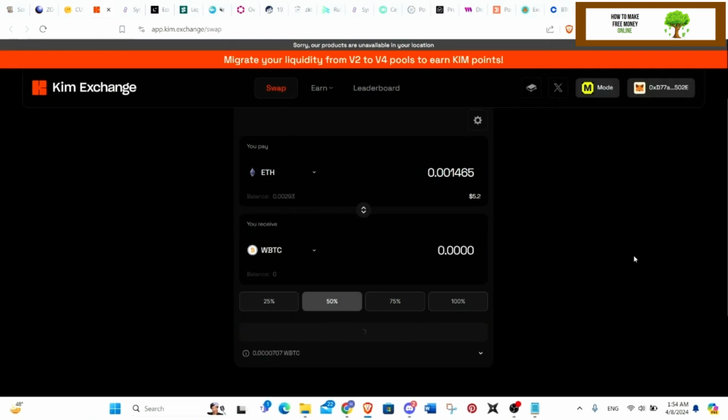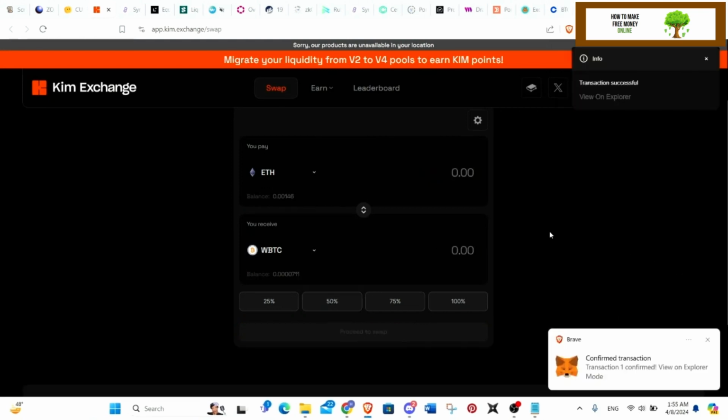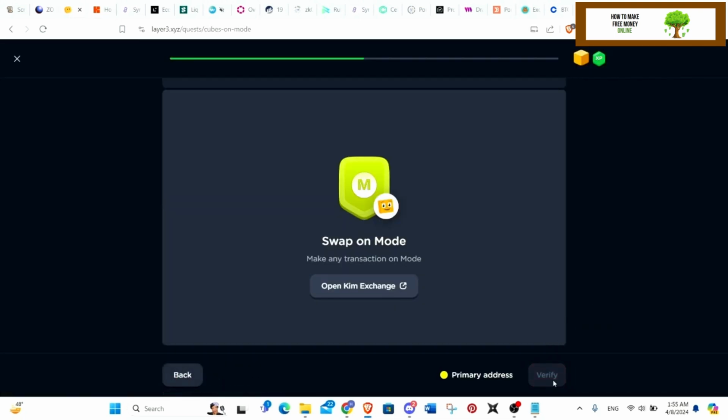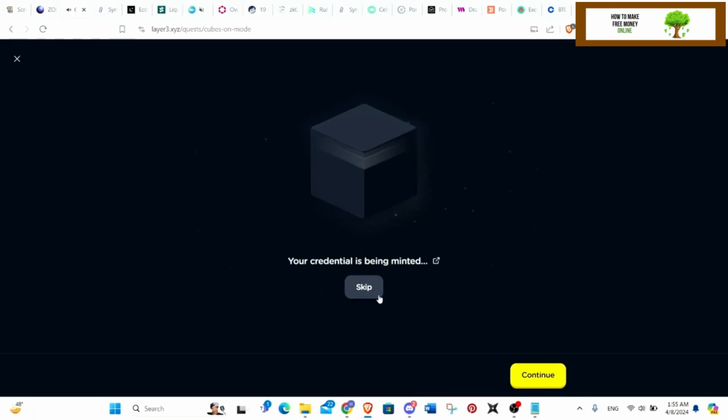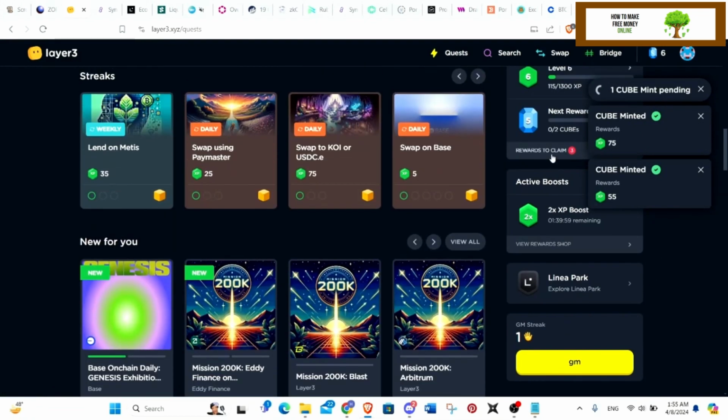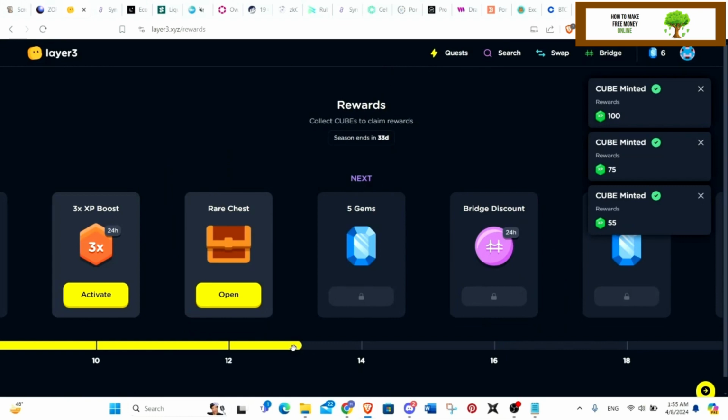Let's put some volume. No, I'm kidding. Okay, and this transaction is done. Let's go back to layer 3, continue, click on verify whenever it's ready. Verify, and done. But I guess if I'm doing that much farming, I don't think I need to. So we have 12, 13, let's do until 15 or 16 today.